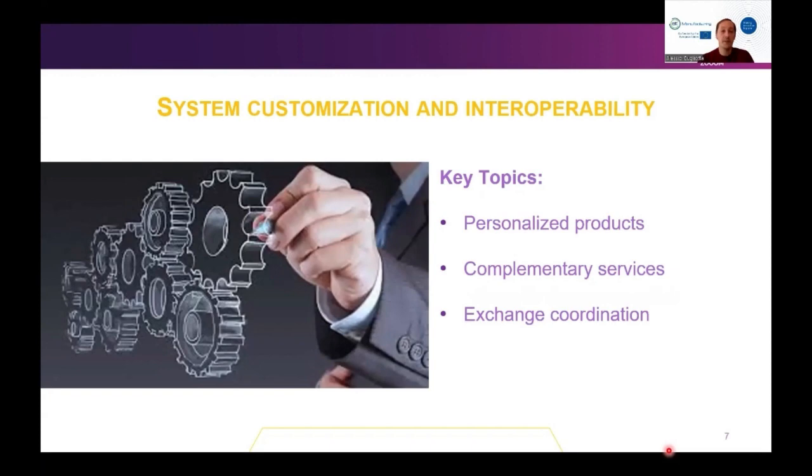Course 3, System Customization and Interoperability, focuses on tailoring products and services to meet specific customer needs and enhancing interoperability between different systems. We'll explore the concept of personalized products, discuss strategies for offering complementary services, and examine coordination methods for seamless exchange between systems. By the end of this course, you will understand how to customize systems effectively and foster interoperability to drive business growth.